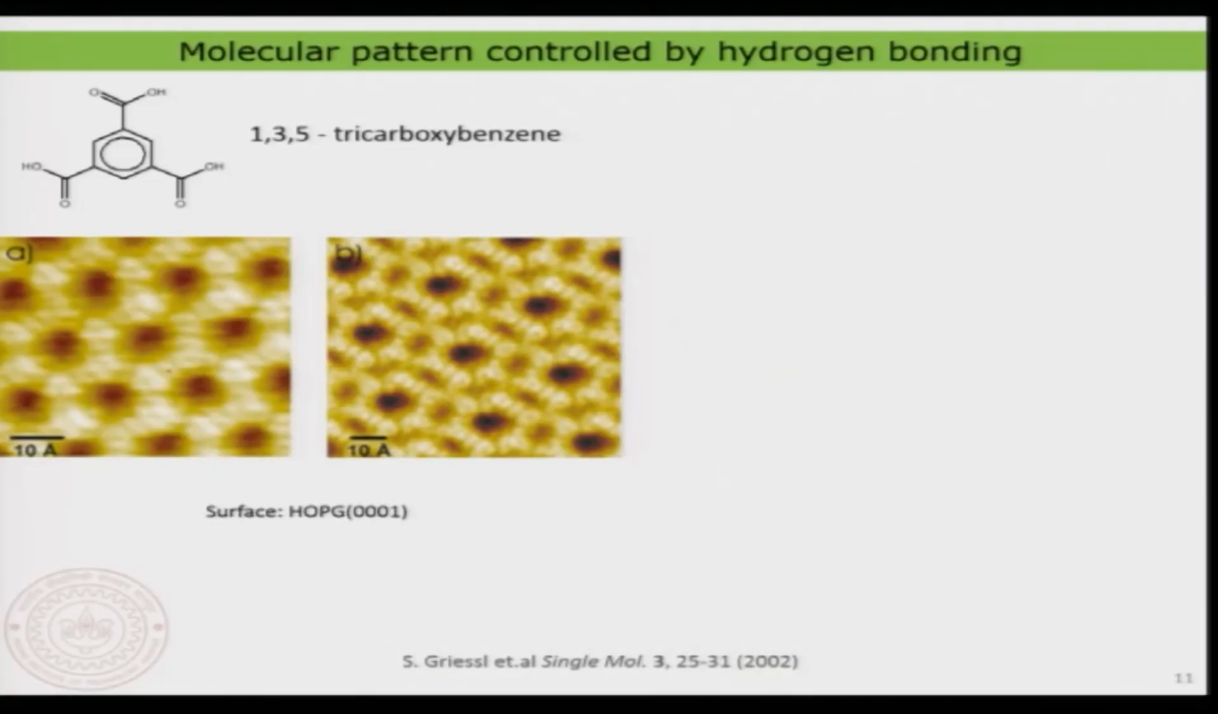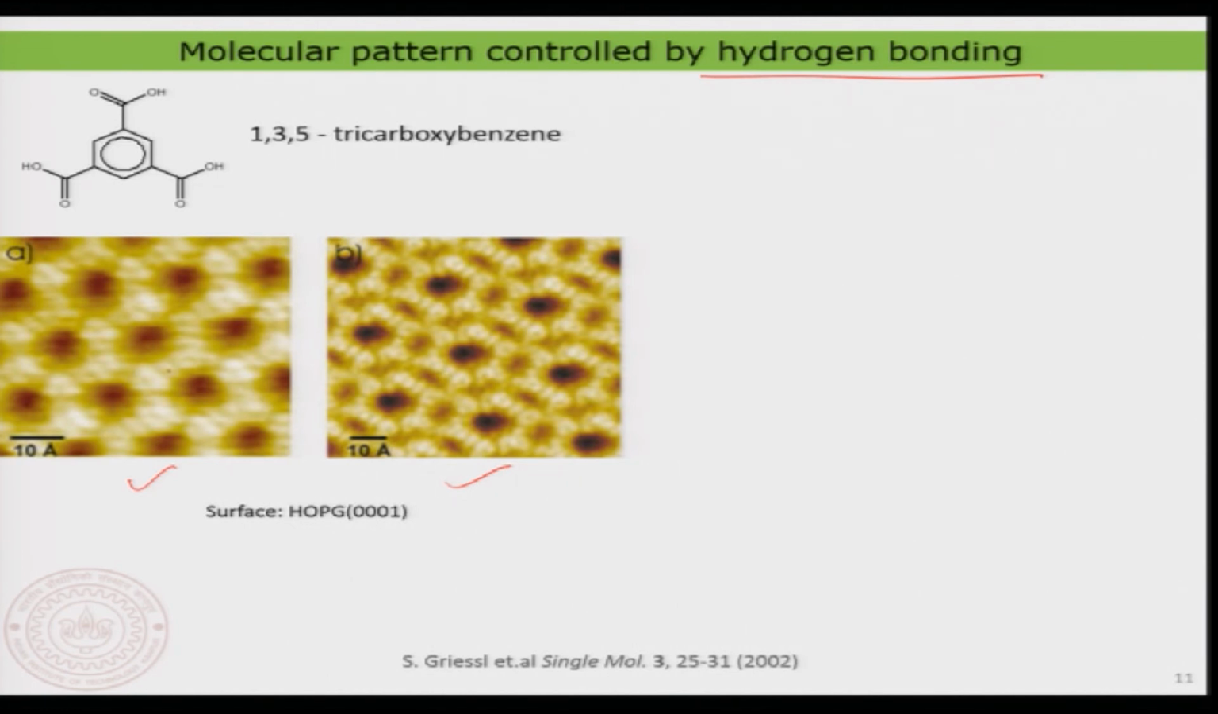So, this is an example where hydrogen bonding is used. The molecule is very simple. It is 1,3,5 tricarboxylic benzene, so you have the benzene in the middle and then three COOH groups. Now, the interesting aspect is that if you deposit this molecule on the surface, you can find two different types of patterns. So, this is quite interesting, right?